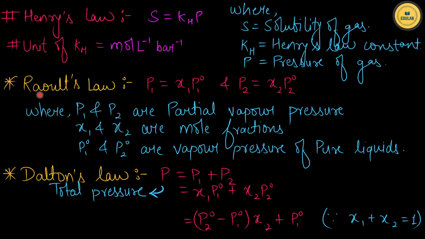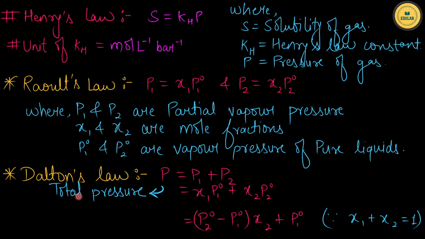Next one is Raoult's law. It states that P1 is equal to χ1 P1⁰ and P2 is equal to χ2 P2⁰, where P1 and P2 are partial vapor pressures and χ1 and χ2 are mole fractions, and P1⁰ and P2⁰ are vapor pressures of pure liquids.